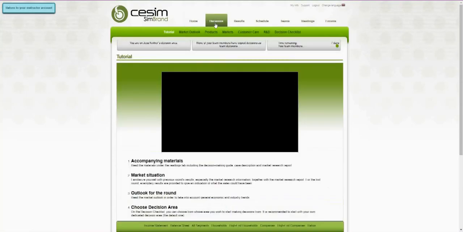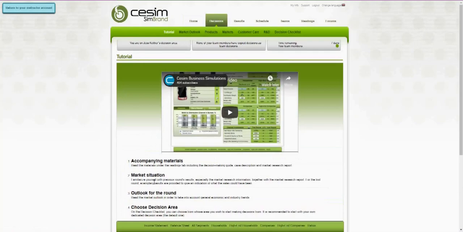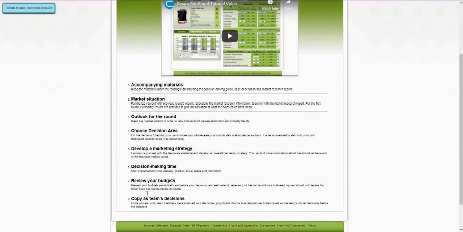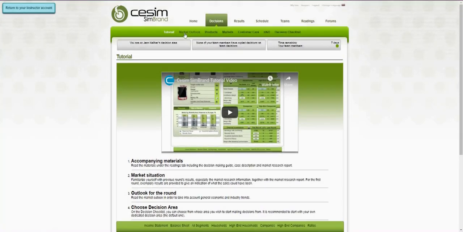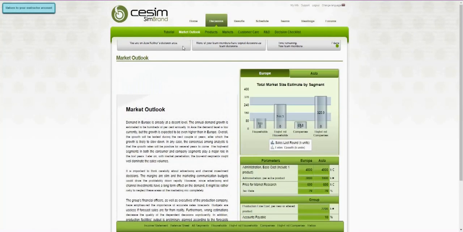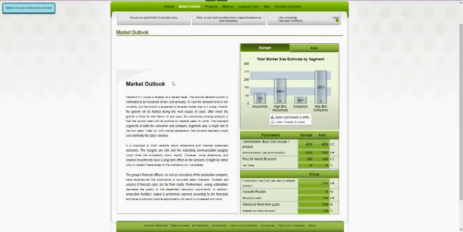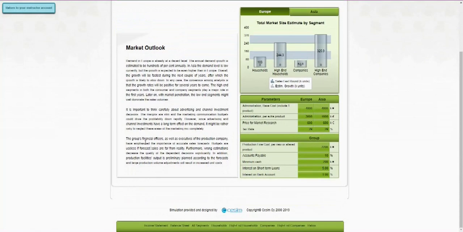All the instruction videos of what you're looking for and support material is here under the tutorial button. Hopefully you've already read the how-to guide and you understand the aims of the simulation. Moving along, we have the market outlook. In the market outlook, here is the information about what is likely to happen. So this is your marketing research about what's happening.